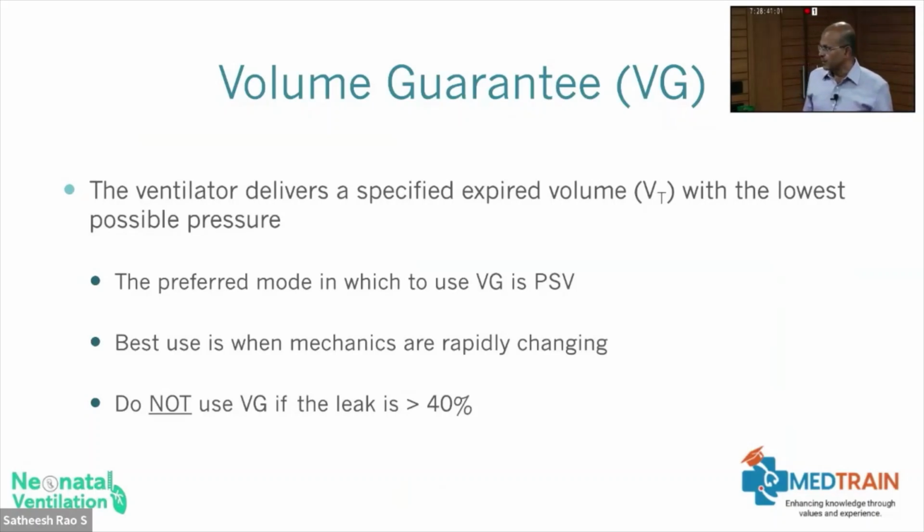So do not use a volume guarantee. Here I put 40%, but the newer ventilators may compensate up to 50 to 60%. So beyond 60%, even the Dräger doesn't compensate. So don't use volume guarantee with more than 40 to 50% leak. And again, a tube change is not necessary if there is a leak. You can switch to non-volume guarantee mode and use a slightly higher pressure to offset.